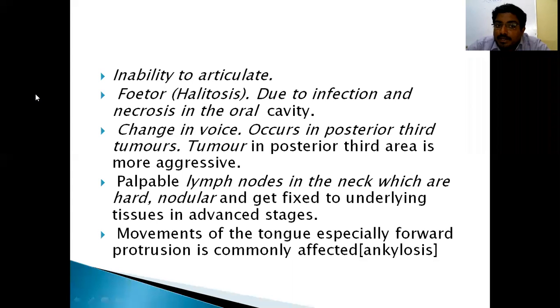Inability to articulate, halitosis, and change in the voice occur with tumor in the posterior third. Palpable lymph nodes of the neck are hard, and nodes get fixed to underlying tissue in advanced stages. Movements of the tongue, especially forward protrusion, are commonly affected. That is called ankylosis.